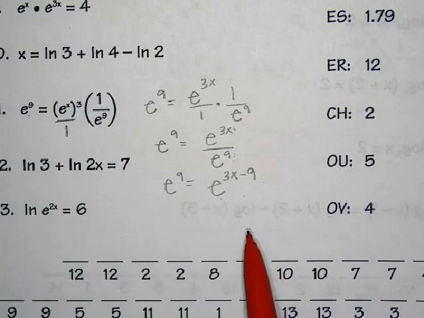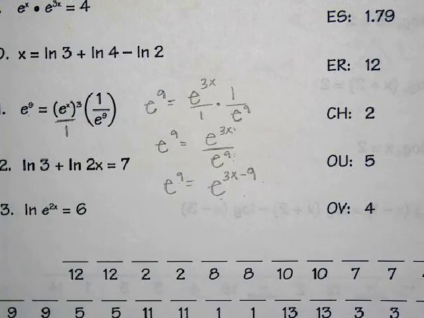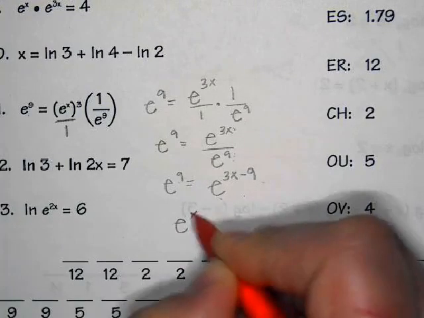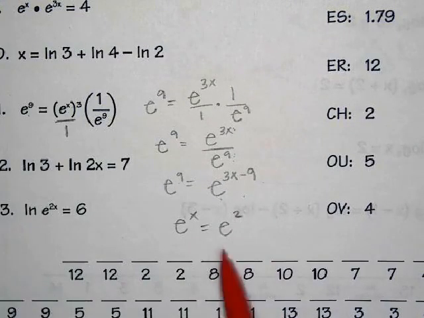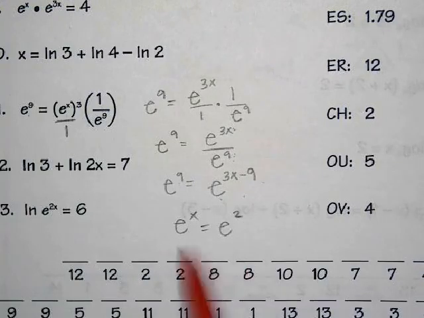Like if I had e to the x equals e to the 2, what would you tell me x equals? You'd tell me it equals 2. Like that's a really easy equation to solve. You don't really need the e's. You'd be like, oh, x equals 2. That's obvious. Same thing here, it's just a slightly more difficult problem.